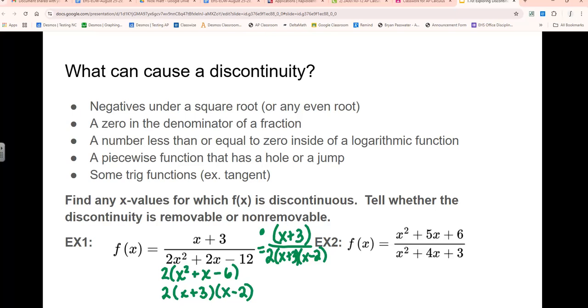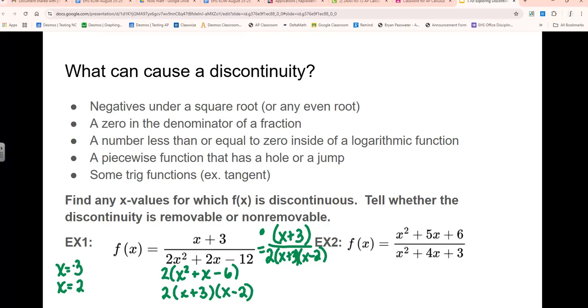So your discontinuities come from the denominator, right? So you've got x equals negative 3 and x equals positive 2 are both going to be discontinuities for that. Because if I plug in negative 3 right here, it's going to give me 0 for that piece. If I plug in positive 2 right here, it's going to give me 0 for that piece, making the whole thing 0 on the bottom. So negative 3 and 2 are both discontinuities.